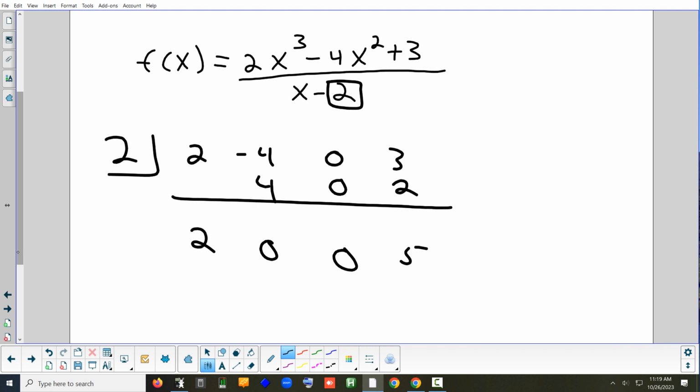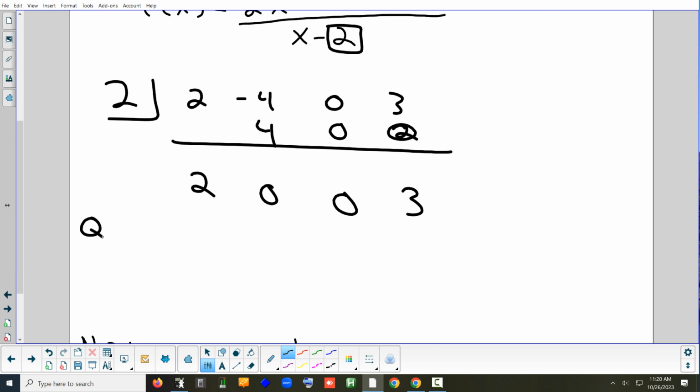2? Yeah, you Oh, bring down 2, 2 times 2 is 4. And then add that, you get 0. 2 times 0 is 0, which equals 0. 2 times 0 is... Oh, I just wanted it to be 5, that's all. It's 3. Remainder 3. All right.